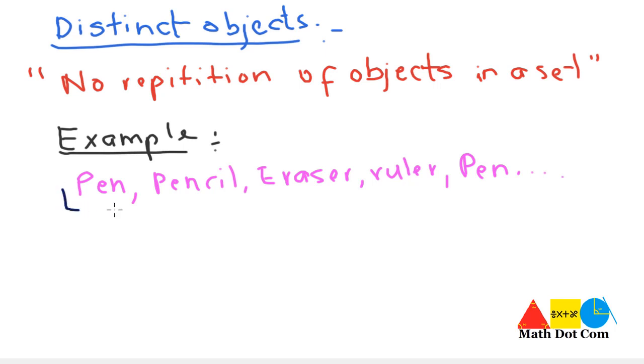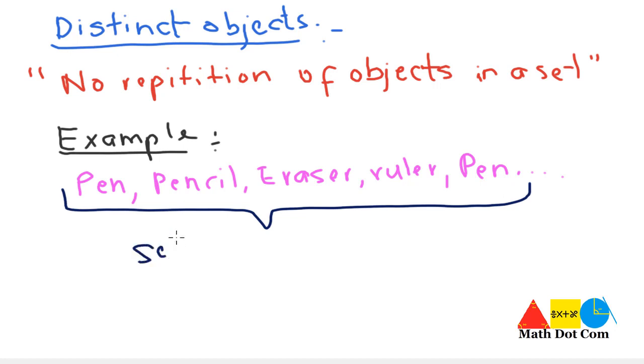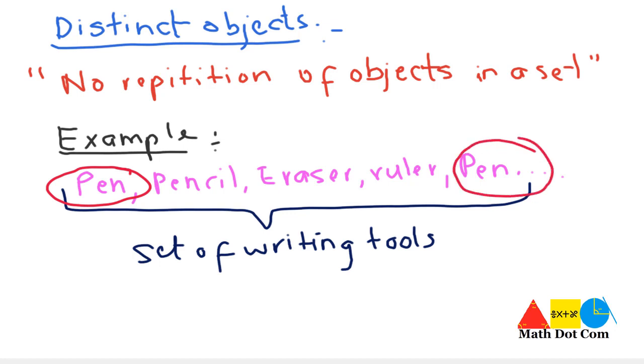Now, this is a set of writing tools. It is clear from here that this is a set of writing tools. It means it has the property of being well-defined. But does it have the property of being distinct? No. But how? Let's see. How is it not distinct? There are objects in this set that are repeated twice. This object, pen, is repeated two times in this set. It means that this set is not distinct.